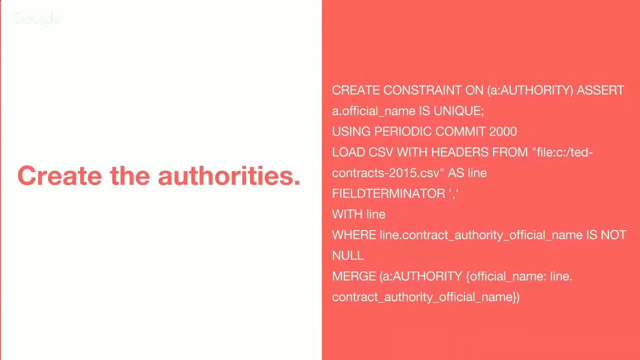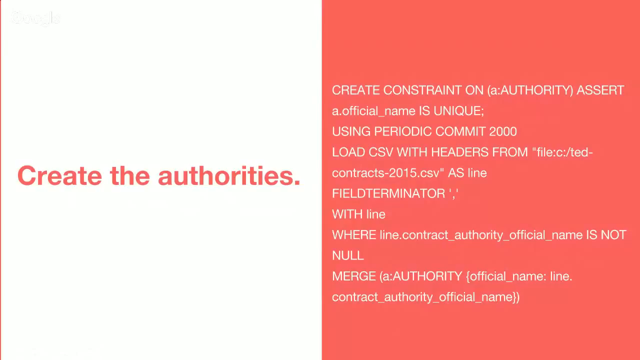For that, we simply read the CSV file and choose to create the authorities with the appropriate properties or values. So let's look at the actual snippet of code. First, there's CREATE CONSTRAINT ON (a:Authority) ASSERT a.officialName IS UNIQUE. That's necessary to make sure that the authorities will be unique. We will not end up with duplicates, and it will also speed up the import.